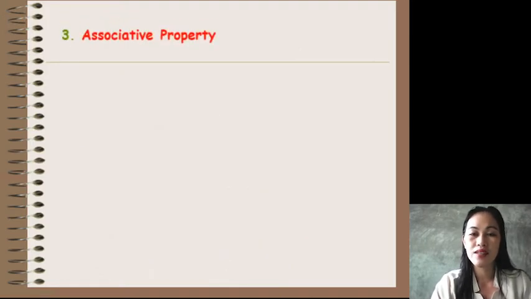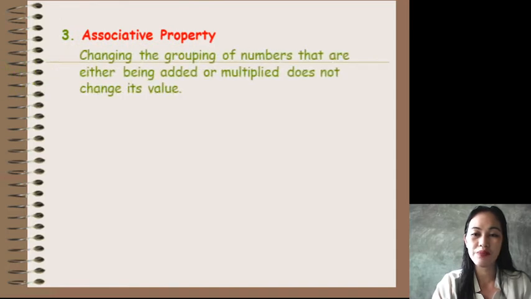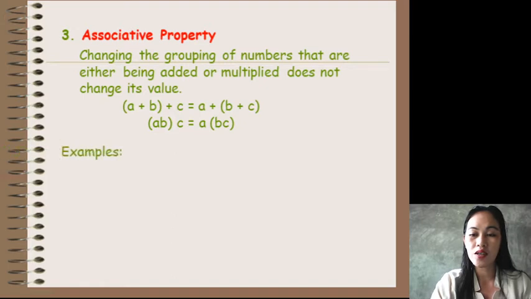Next property, associative property. Changing the grouping of numbers that are either being added or multiplied does not change its value. So we have the sum of a and b, plus c, is equal to a plus the sum of b and c. Also, we have the product of a and b, times c, is equal to a times the product of b and c. So let's take a look at these examples.